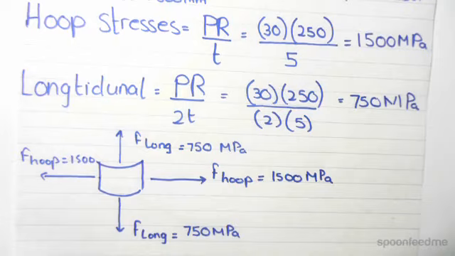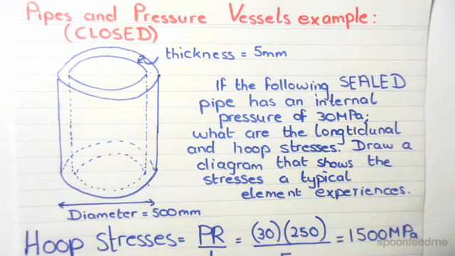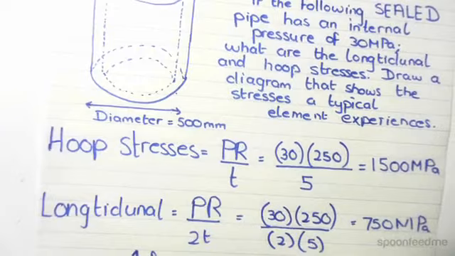So, just to summarize quickly, this was a closed pipe. A closed pipe means we have longitudinal stresses, because it's sealed, and hoop stresses. So we calculated both of them, and we drew the diagram.